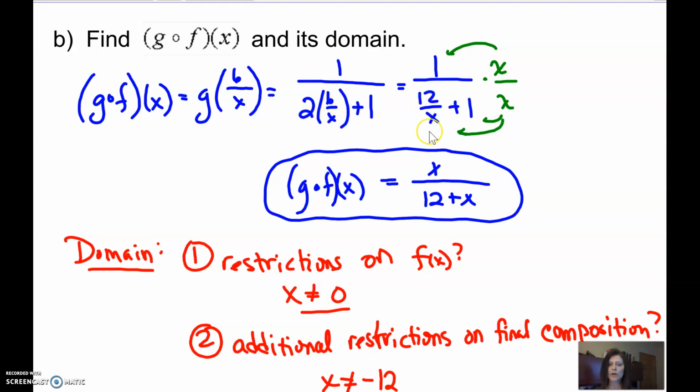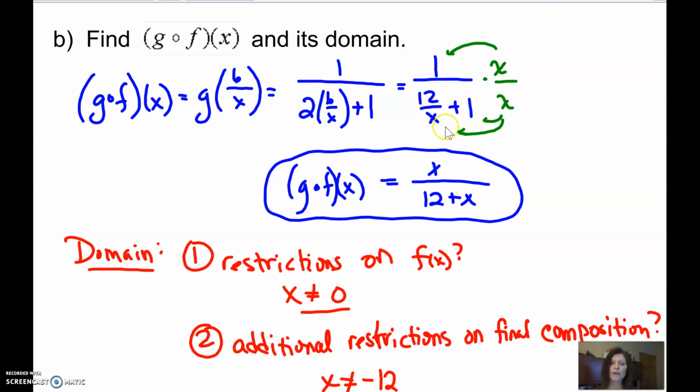That simplifies to 12 over x. Looks kind of messy. We don't like to leave fractions in fractions. And this time I don't have a single fraction down here that I can just multiply by the reciprocal. So I'm going to use an alternate technique to simplify this, and that is multiplying the top and bottom of my main fraction by the common denominator of all the pieces inside.